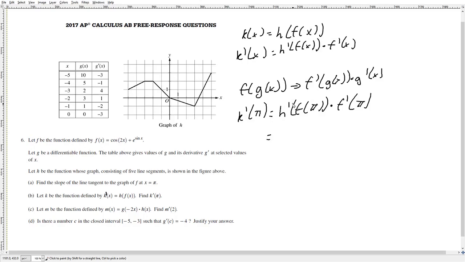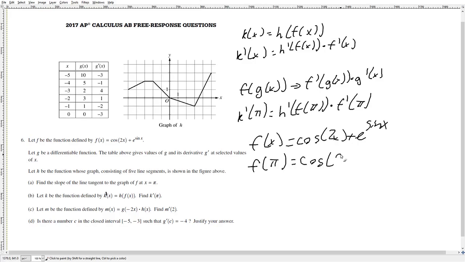Okay, so now h prime of f of pi. First we're just going to find f of pi, and f prime of pi. In order to find f of pi, we just need to use our given, f of x equals cosine of 2x plus e to the sine of x, and plug in pi. Very simple. So f of pi equals cosine of 2 pi plus e to the sine of pi.